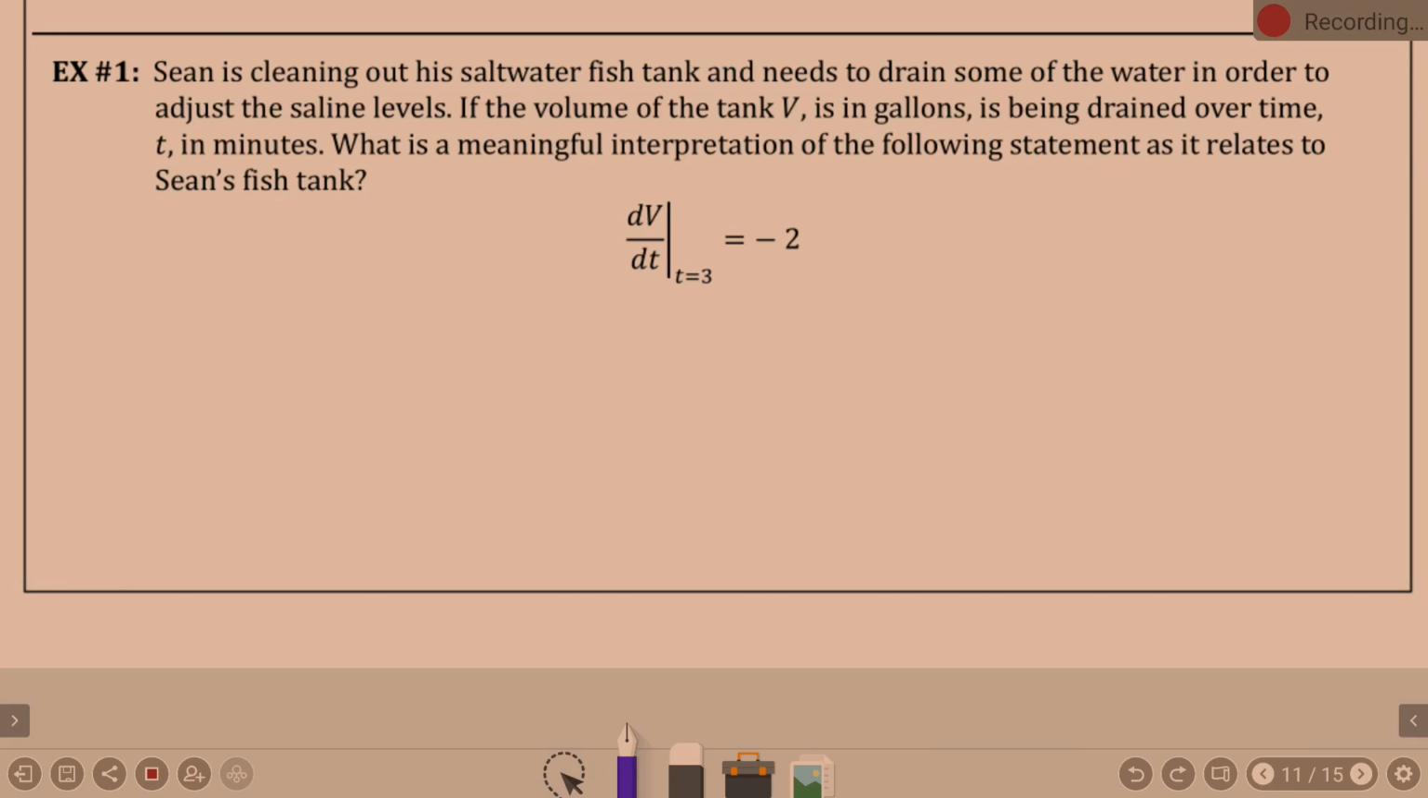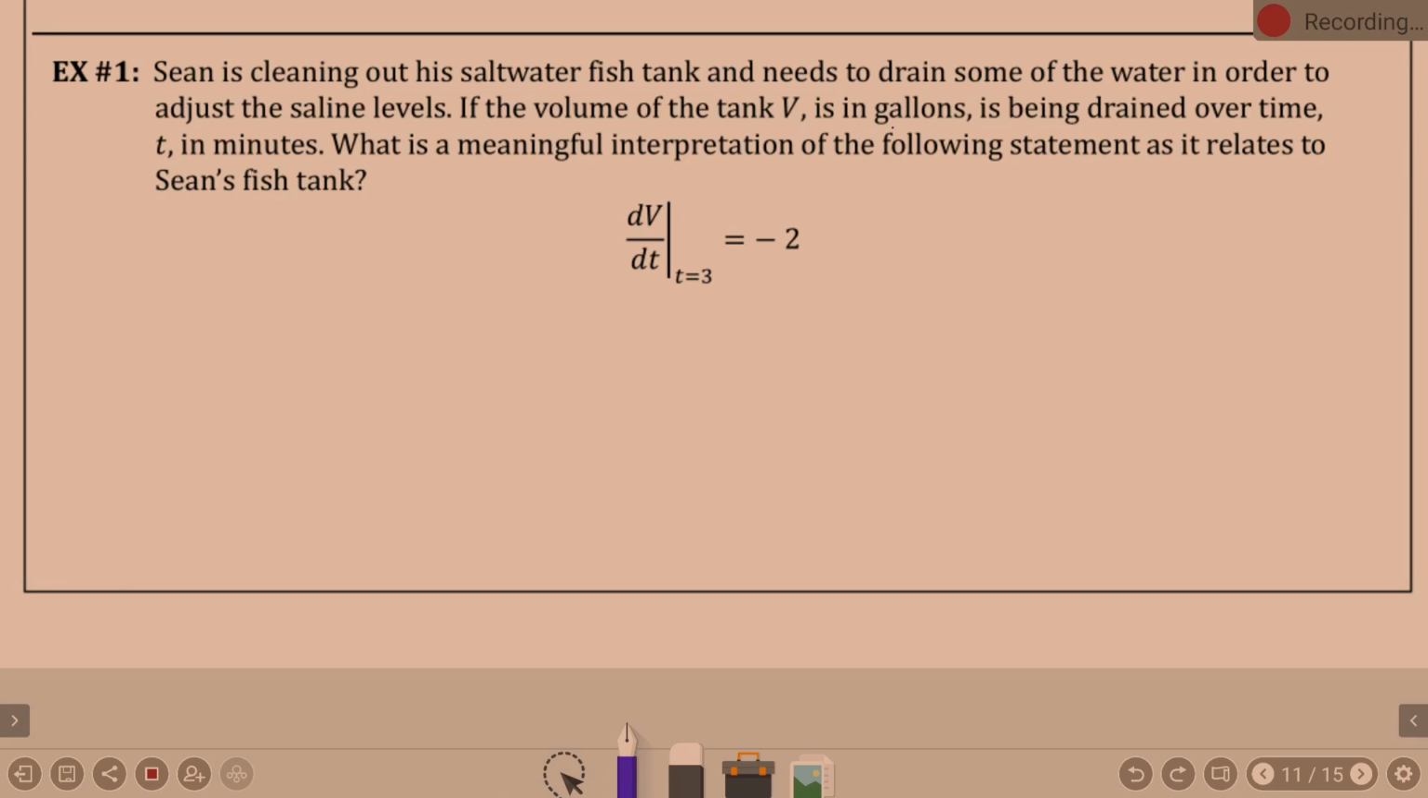Except, I wouldn't say every 3 minutes. At 3 minutes. It's draining, and why is it draining? Negative. It's draining at a rate of 2 what? Gallons per minute.